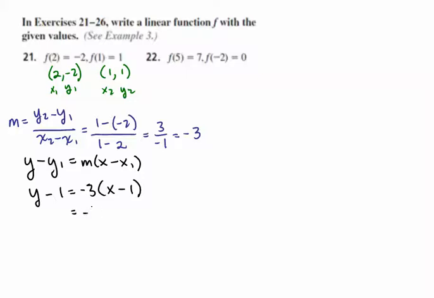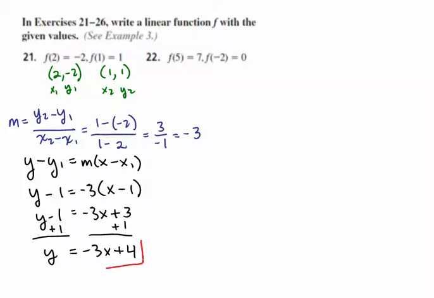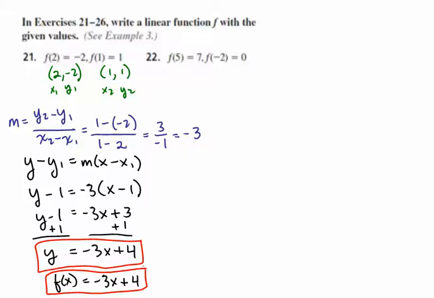Next, we're going to distribute -3x. Then -3 times -1 is +3, and that's equal to y minus 1, add 1, add 1, and we get y is equal to -3x plus 4. And that is our final version. We could also write this in function notation: f of x is equal to -3x plus 4. And so that does it for number 21. We'll go on to number 22.